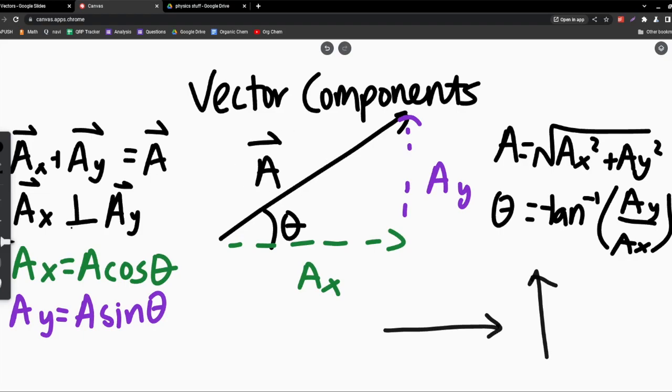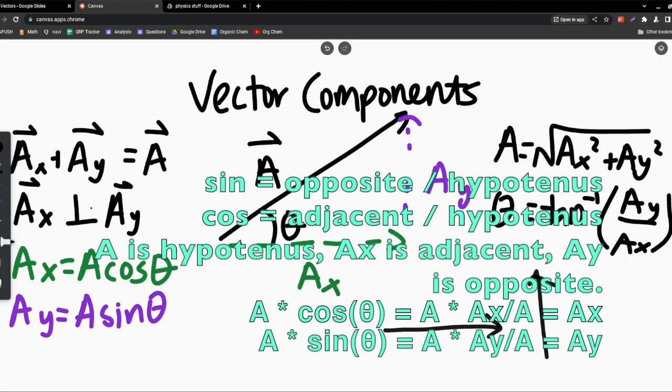And then from here, we also see that the x component and the y component are perpendicular. And the way you get the x and y component is just finding theta, and then the x component is going to be A times cosine of theta. That's just basic trig. And then y is going to be A times sine of theta, also basic trig.